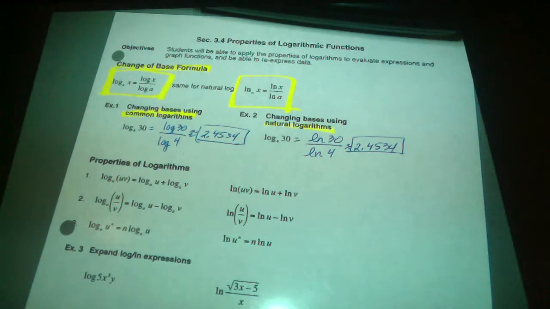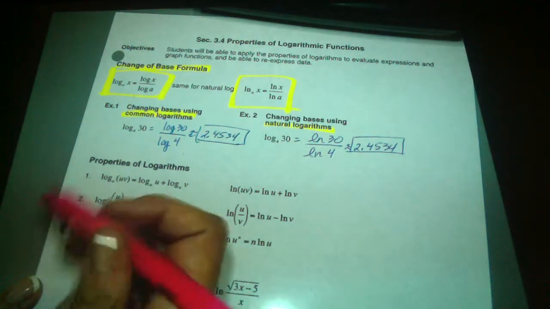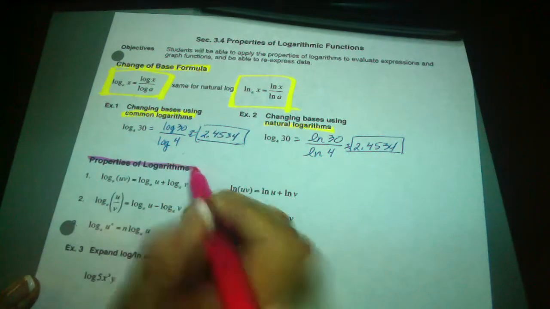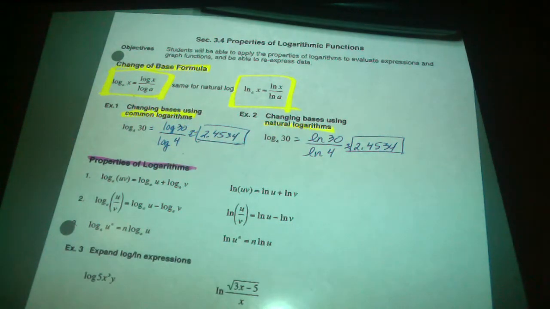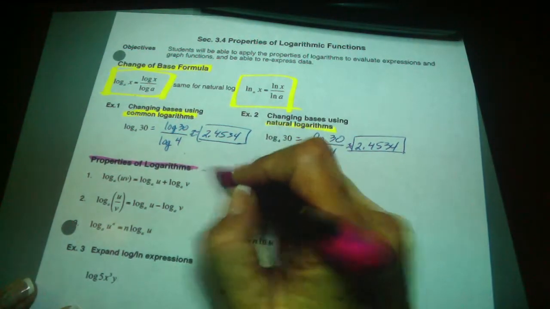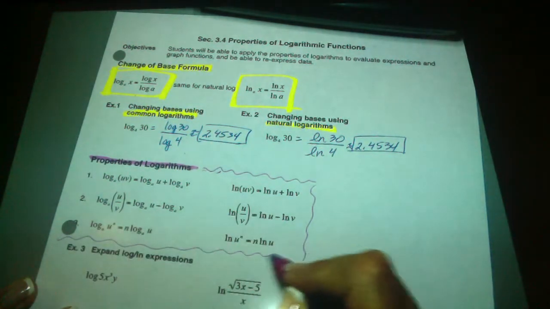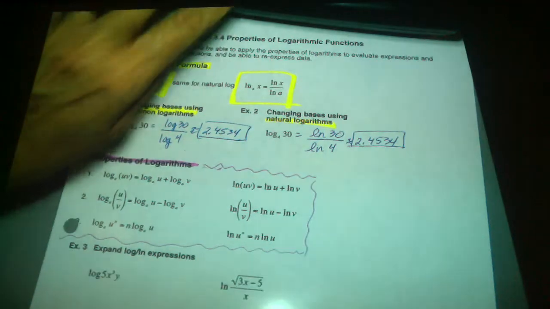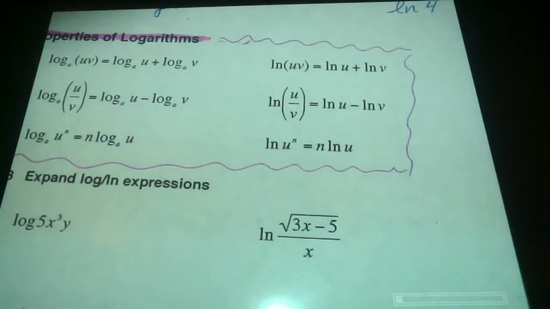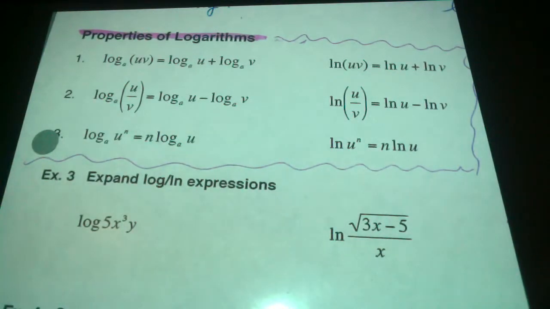Then we've got properties. We'll look at some more properties today. We looked at some properties yesterday. We have more today. And these properties are just there to help you when we start solving equations. You have to know your properties. If you don't know them, you're going to have a hard time solving your equation.